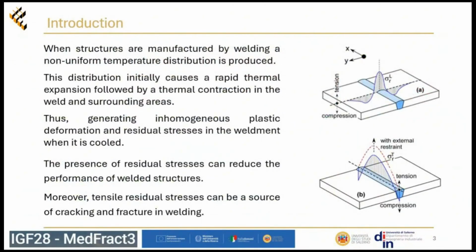When structures are manufactured by welding, we have a rapid thermal expansion followed by a thermal contraction. These generate inhomogeneous plastic deformation and also residual stresses. The presence of residual stresses can reduce the performance of welded structures. Moreover, tensile residual stresses can be a source of cracking and fracture in the welding.